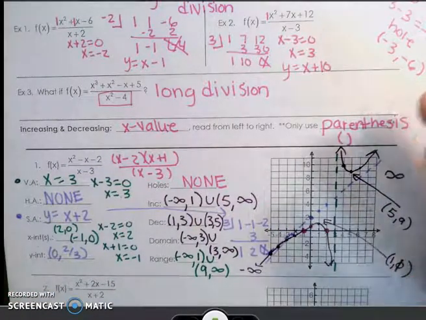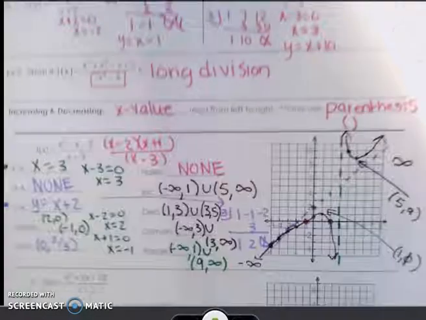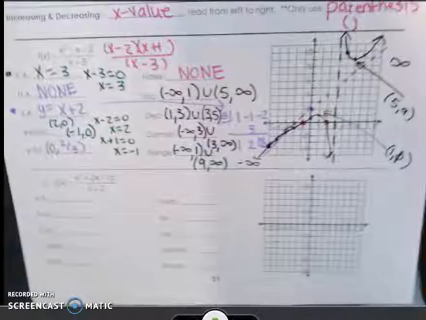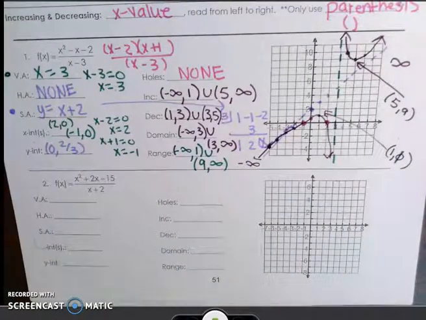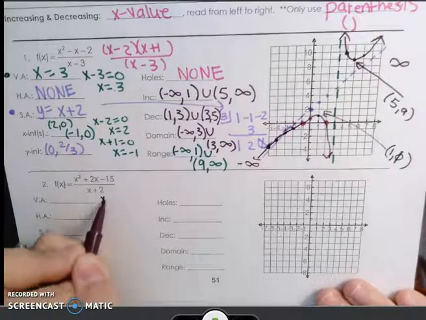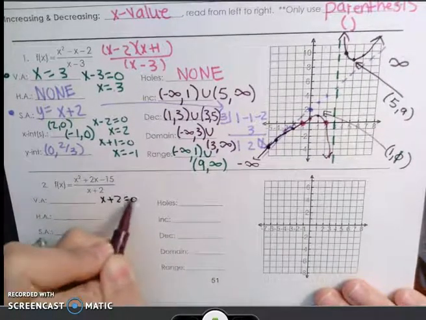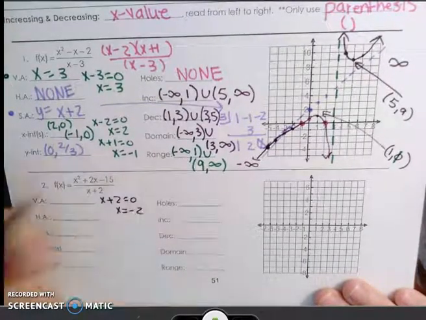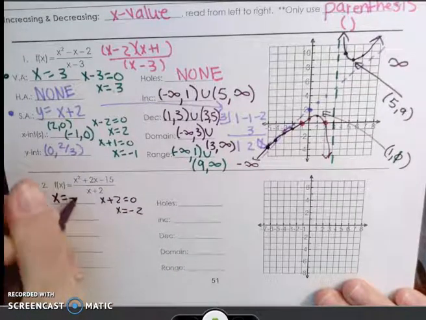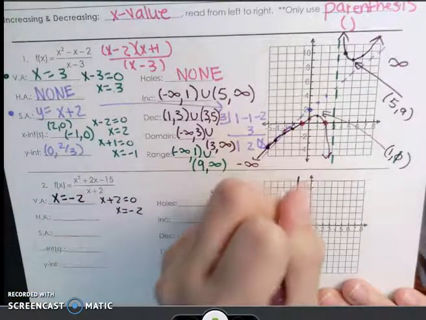All right, moving on to problem number 2. Might not have quite enough time to get all of this one in. All right, let's see here. So a vertical asymptote, again, set the denominator equal to 0 and solve. Your answer would be -2. So x equals -2. I'm going to go ahead and graph that.